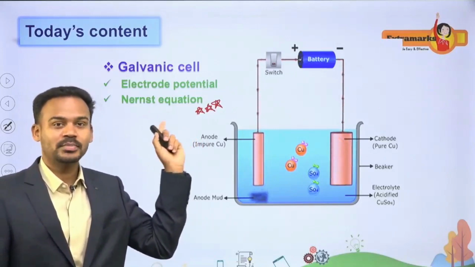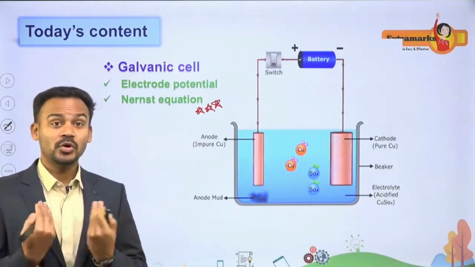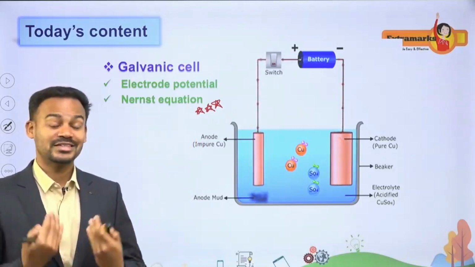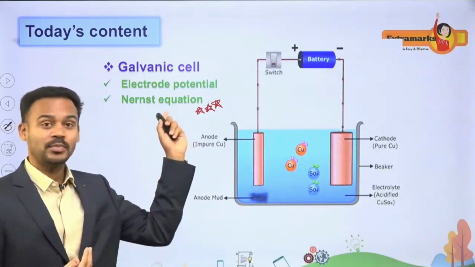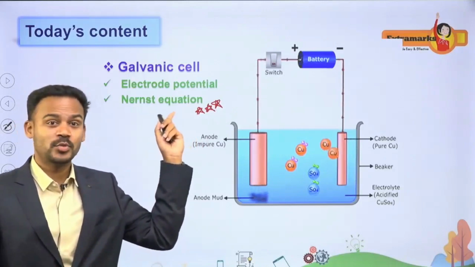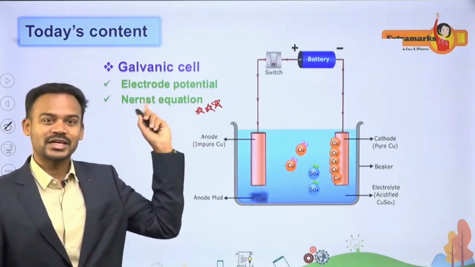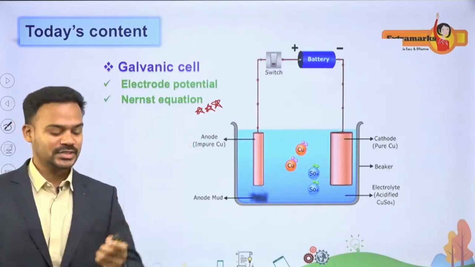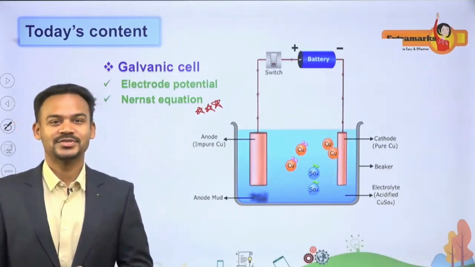This is very, very important, because when we talk about cells, it is the potential that they produce. How much electricity they are able to produce is calculated with the help of the Nernst equation. So this is the most important topic of this entire chapter, and you will be getting a lot of questions from it. So let's start with galvanic cells today.